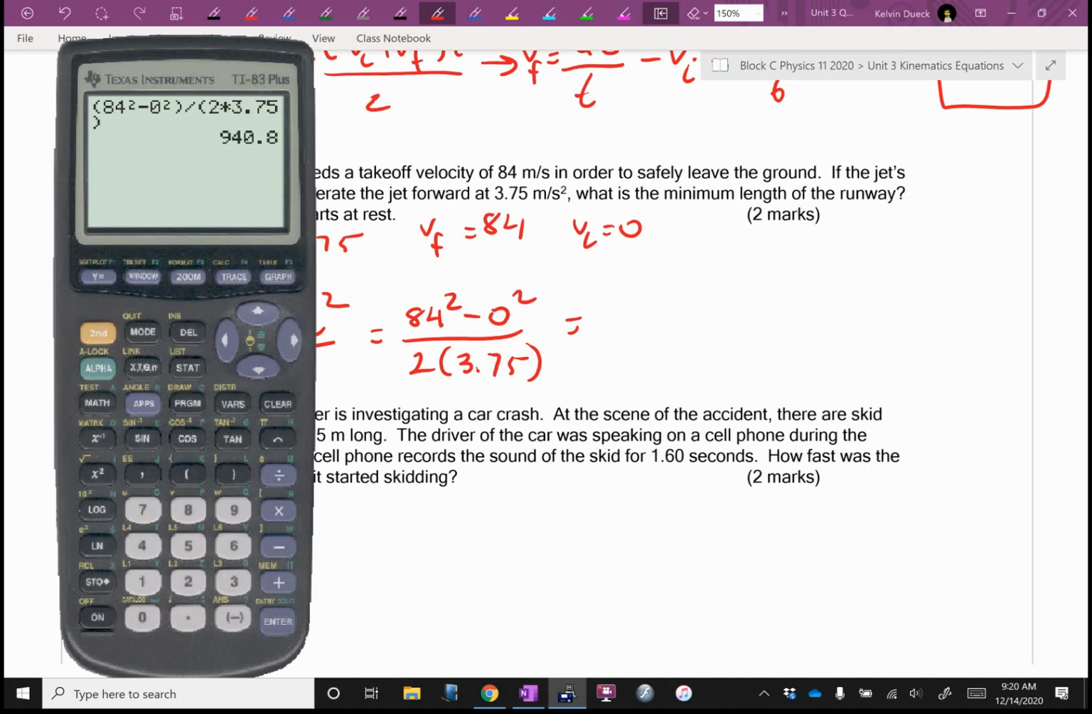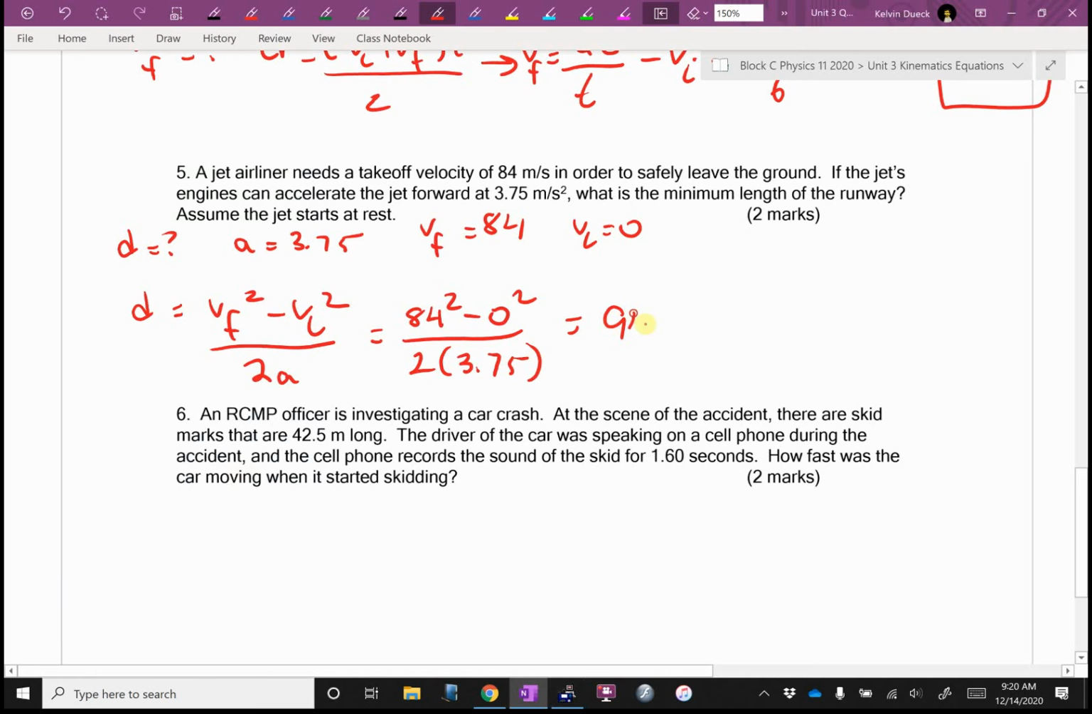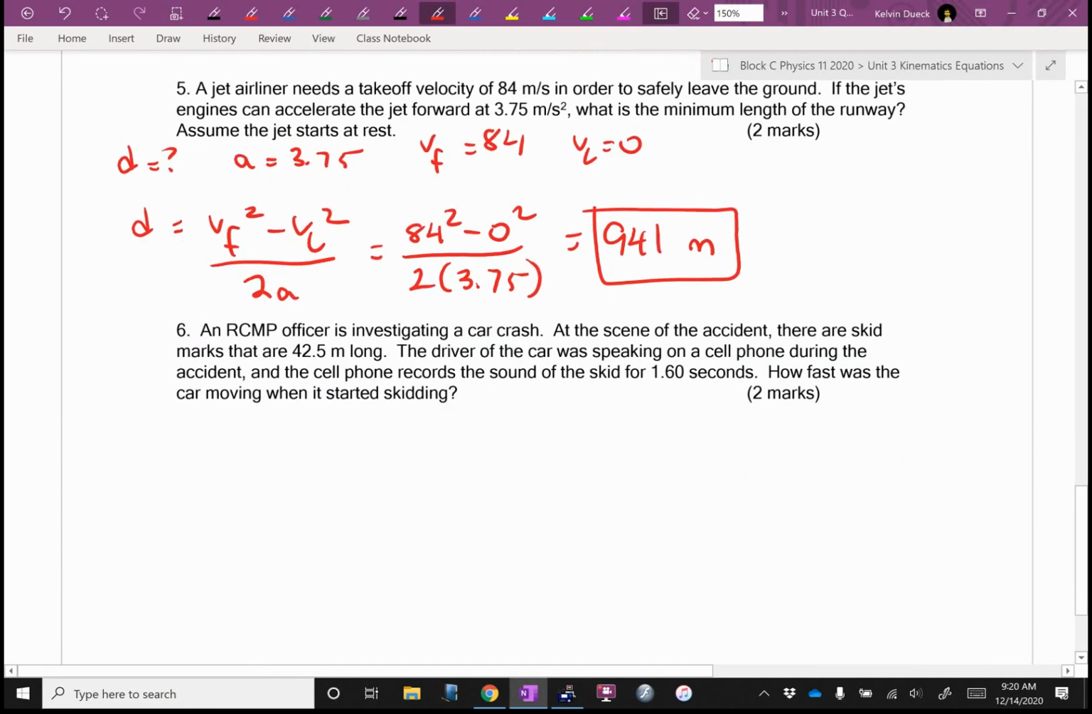Do you get 941? If you said 940.8, I'd give you full marks, but I just have the habit of going to 3 sig figs. Almost a kilometer. Why did I say minimum length, by the way? You'd probably triple that for redundancy, but you certainly wouldn't build it shorter.